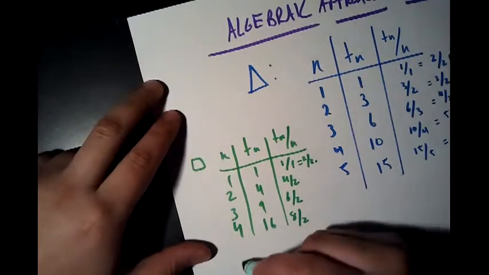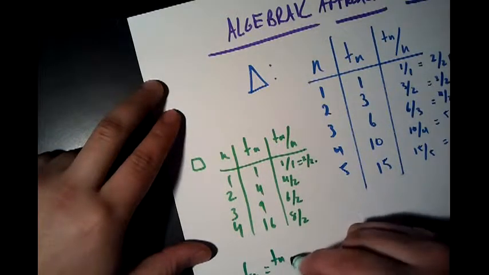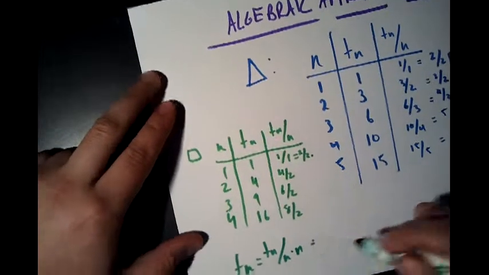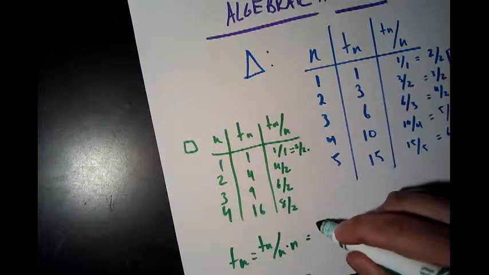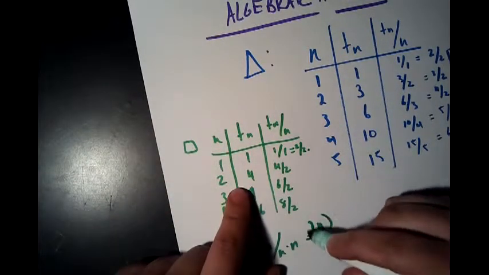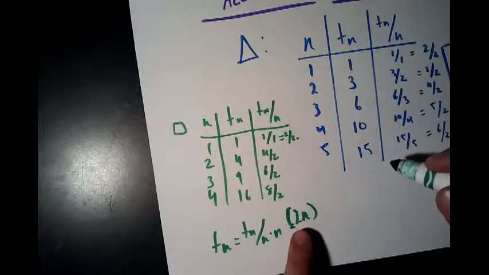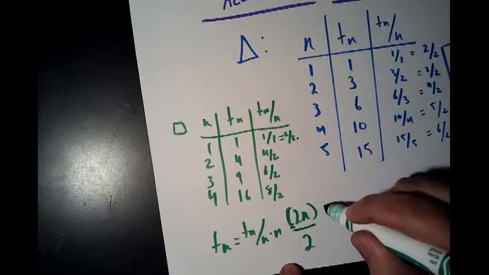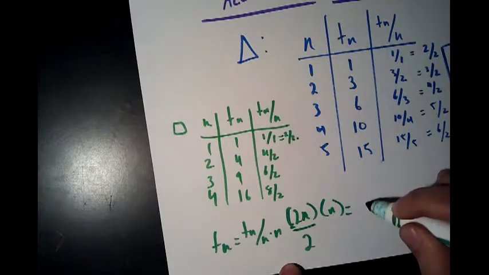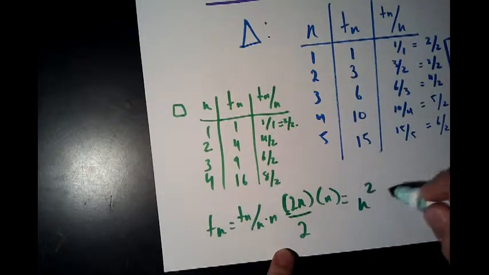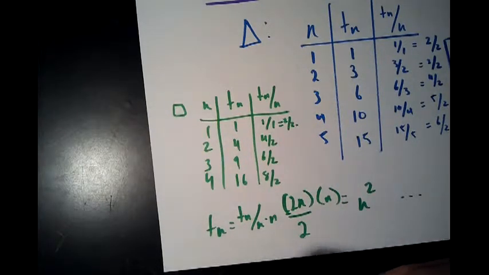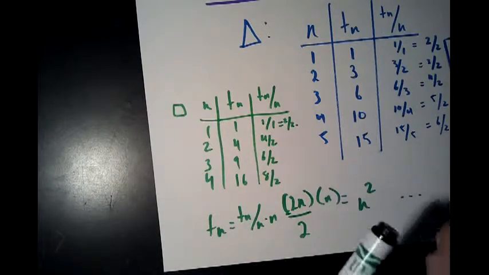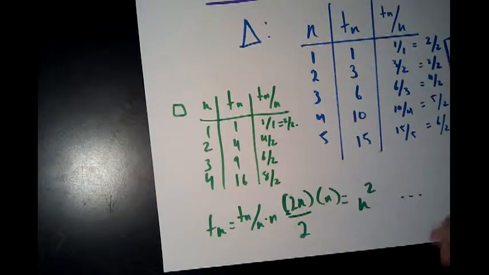So again, we know that term of n equals term of n over n times n, and this is given by n, and so you have to double it. So you double it on top, and then 2n over 2 times n. So this is given by 2n squared over 2, which is just n squared. And going like that, we can find any polygonal number formula we want.